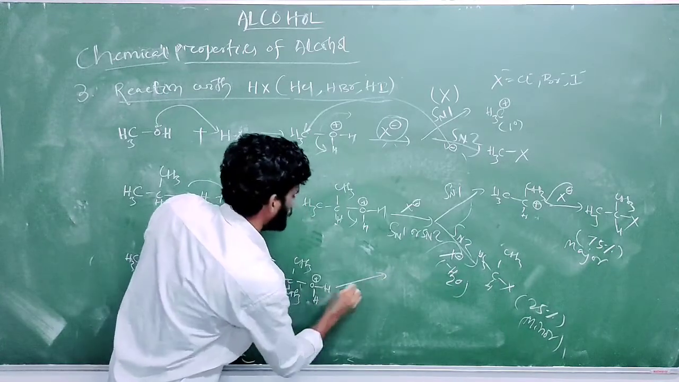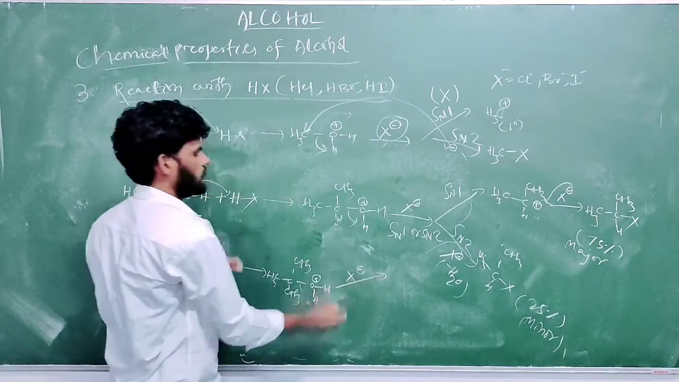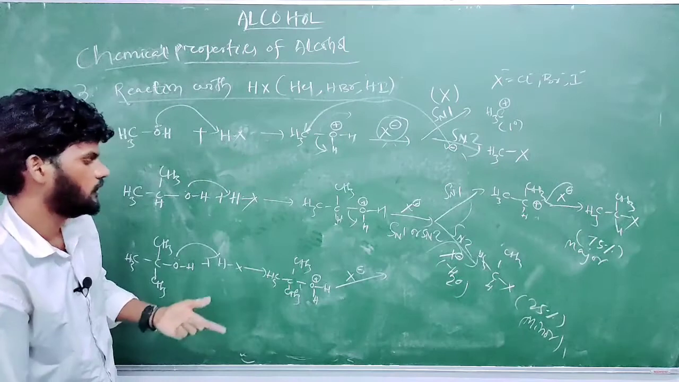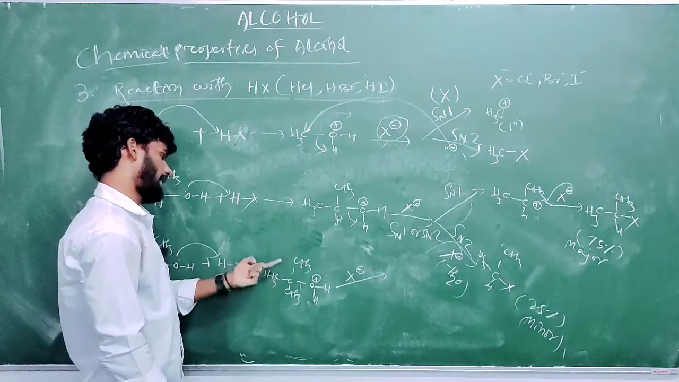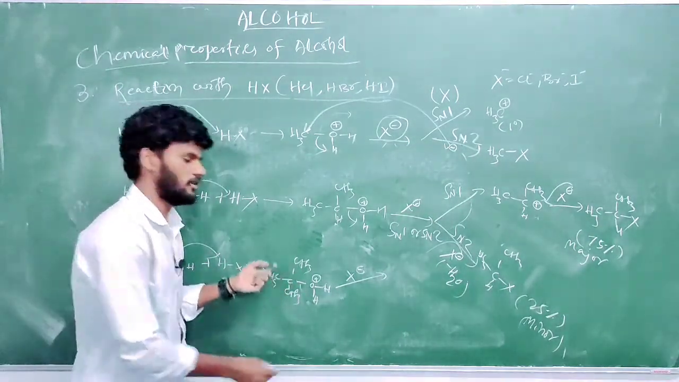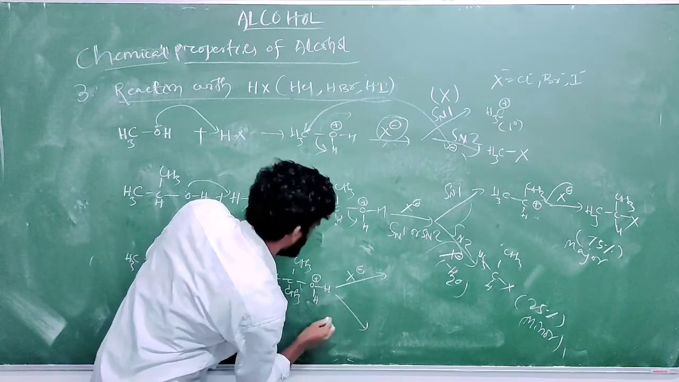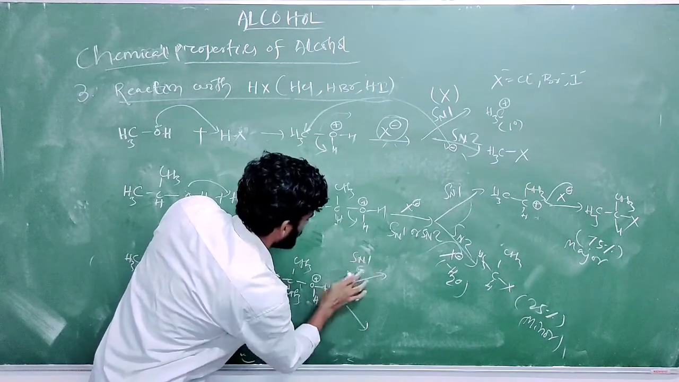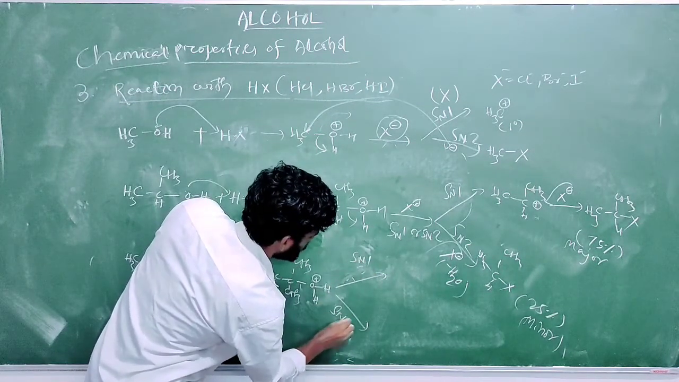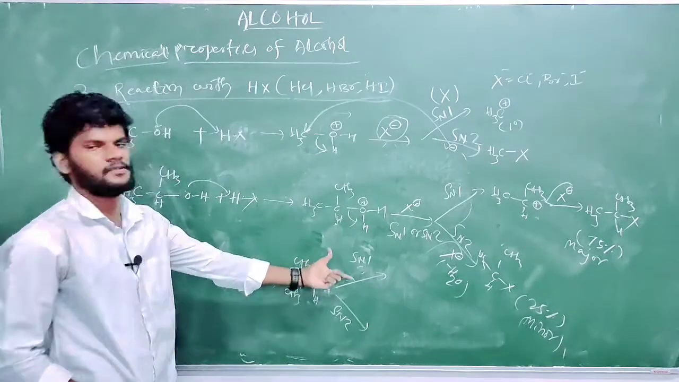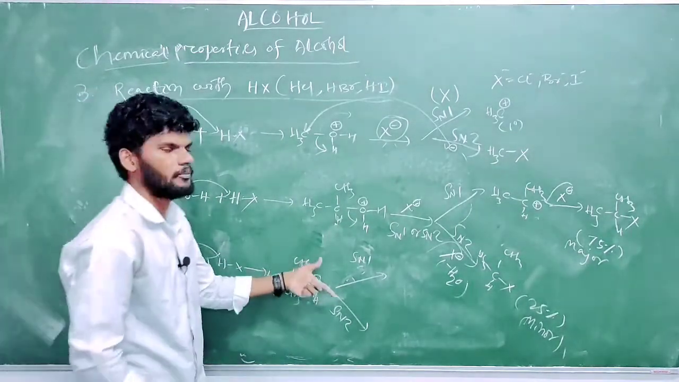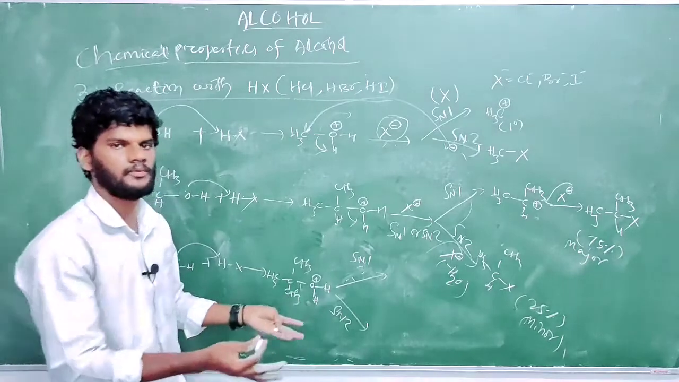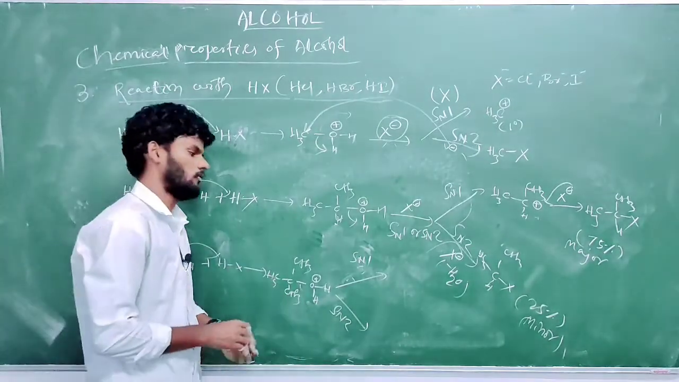X minus is there, so it can go through SN1 or SN2 substitution reaction. So X minus goes either by the SN1 pathway or the SN2 pathway. Let us see both pathways and compare which is the more stable pathway, which more stable product it will form.